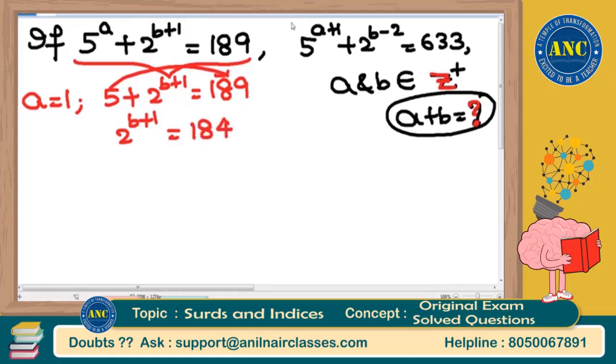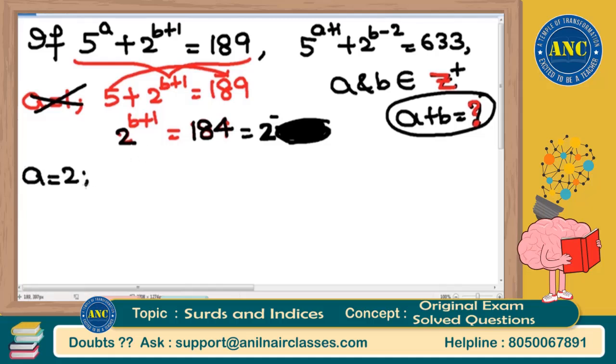Now think logically, sir. Left hand side is 2 power something. Right hand side also should be 2 power something. Is 184 nothing but 2 power something? 184 can be written as 2 power something into something else. But I don't want these extra terms. It should be definitely expressed as 2 power something only. Can you express it like this? No, you cannot. So a cannot be 1, right? A cannot take the value 1.